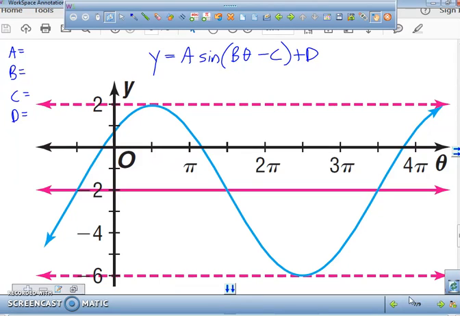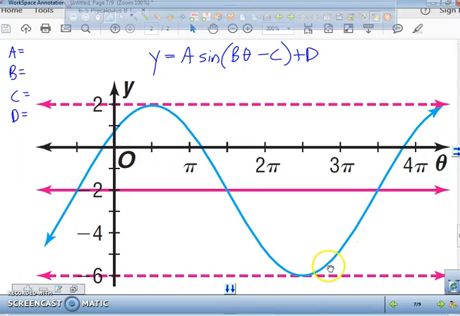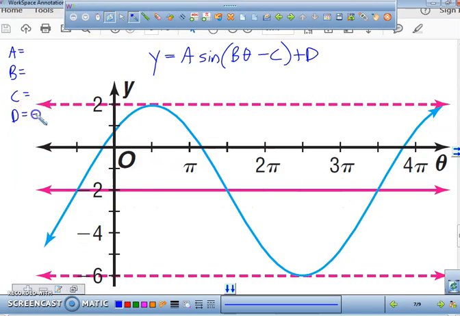The A, the amplitude, and vertical shift. Very good. So right here, what does this line represent in the graph? That represents what's known as the midline, right? So where does that cross? It crosses right here at negative 2. So right here for D, put minus 2, because your midline, everybody, is y equals negative 2.